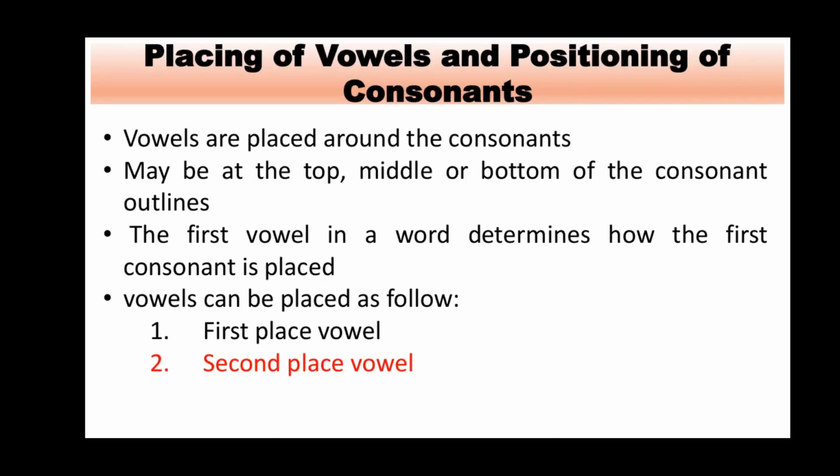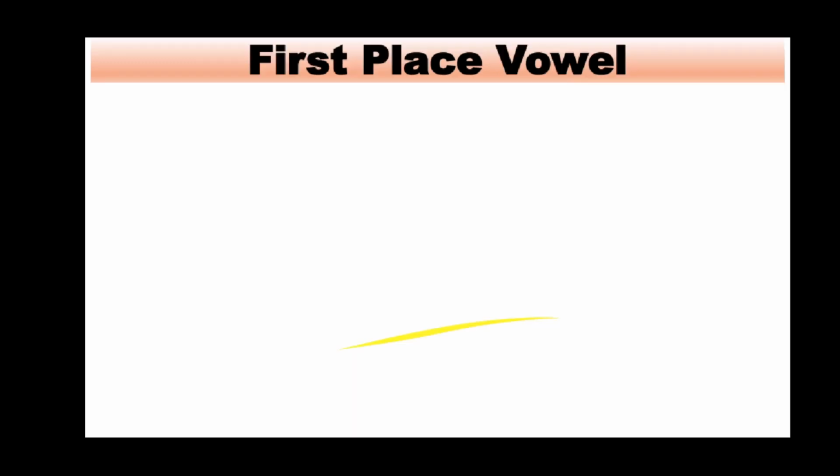A vowel can also be a second place vowel. A second place vowel will be at the middle of an outline, while a third place vowel will be at the bottom of an outline. A first place vowel will be at the top, either dot or dash. A second place vowel will be at the middle, either dot or dash, while the third place vowel will be at the bottom of the outline, either dot or dash. The vowel may come before or after the outline.